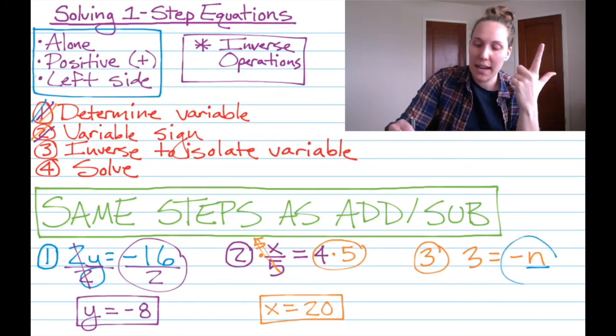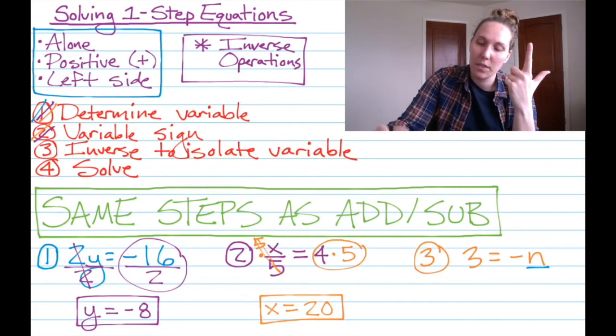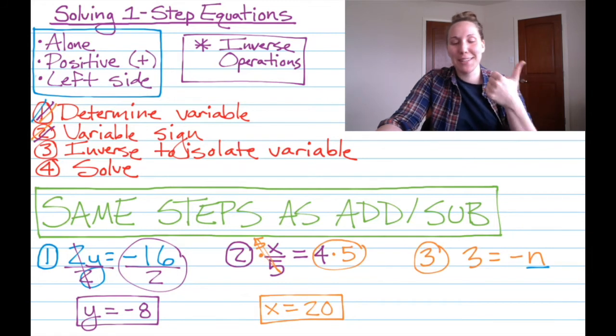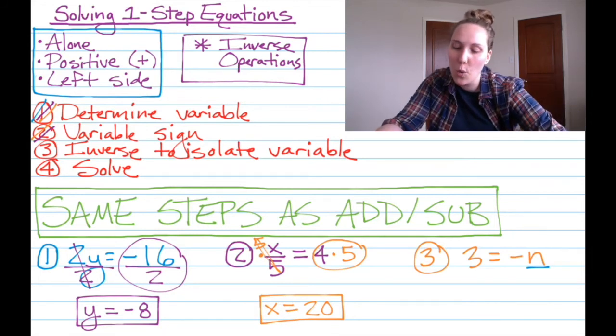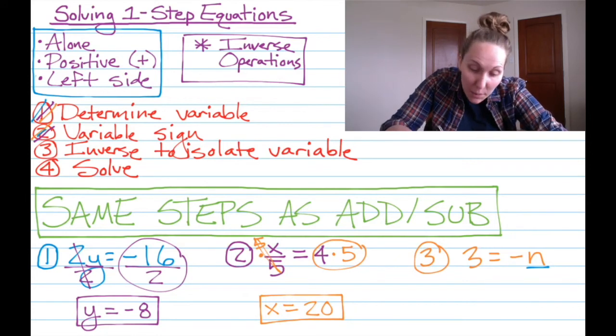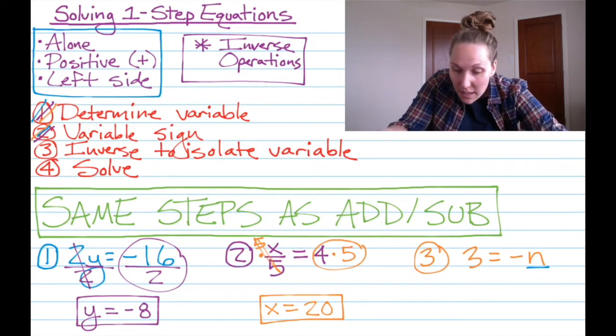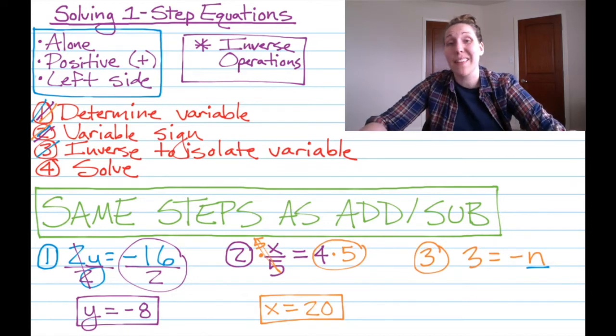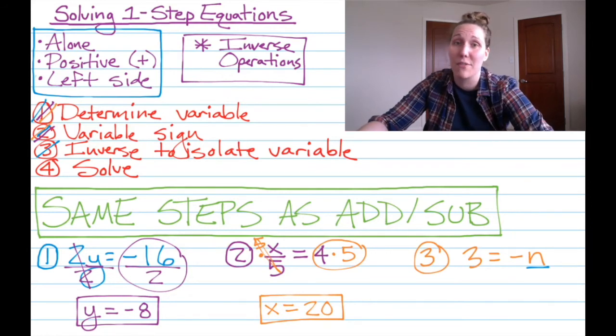And is it on the left side? It is not. It's on the right side. Okay? So actually I've got to take that one away. It's only alone. Okay? So we've got to solve this. So I determine variable signs, so I can check that one. Got to do inverse operations to isolate the variable. I can actually check that one off because it's already alone in this case, so I don't need to isolate. Remember, isolate is just the same thing as getting it alone.